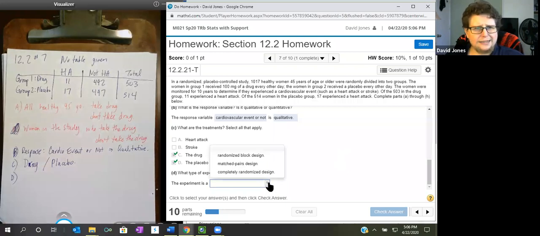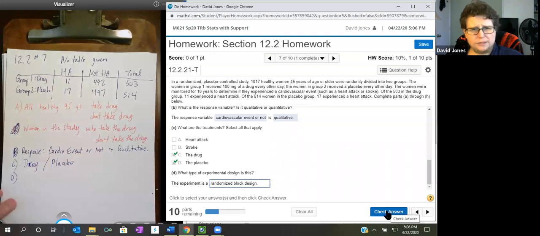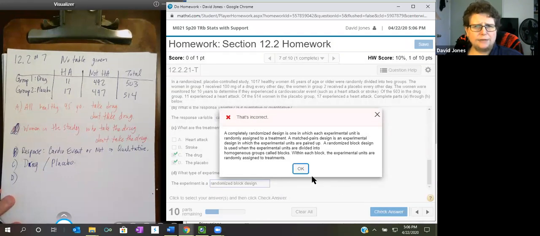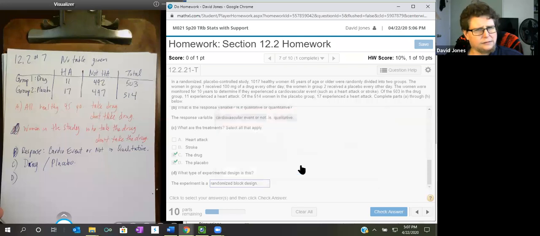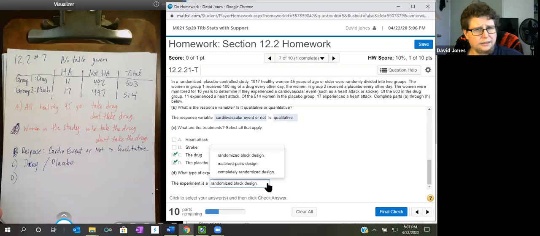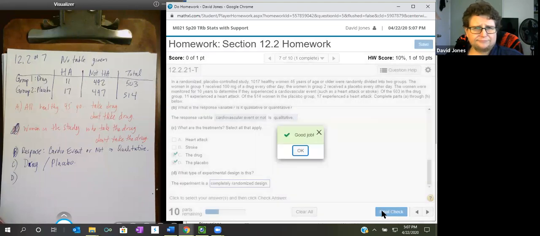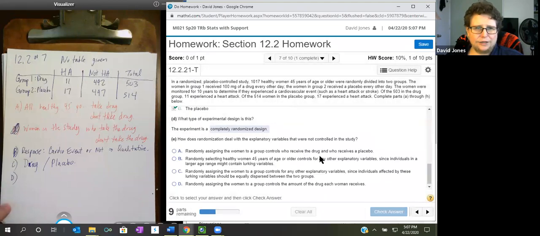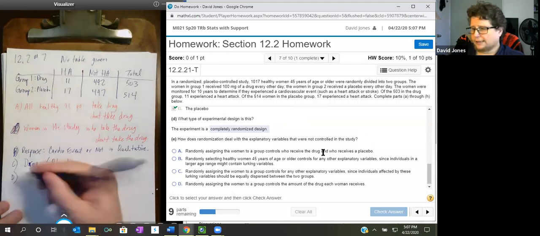What type of experimental design is this? It is randomized, but it's done in blocks. Some are in a placebo group, some are in the drug group. Wait, what? Not matched pairs, because they're different. That's a bad question. So completely randomized design.